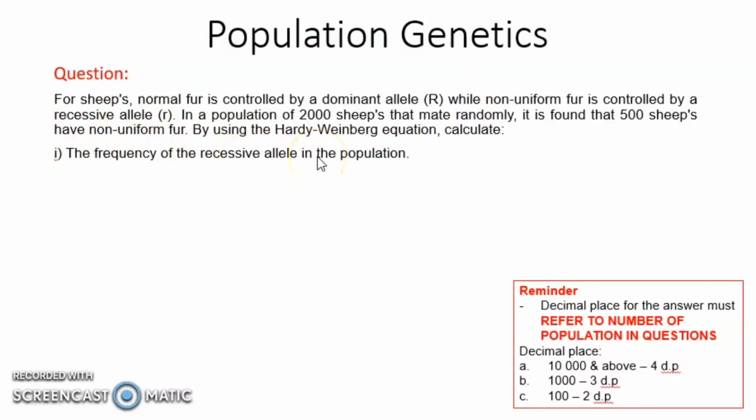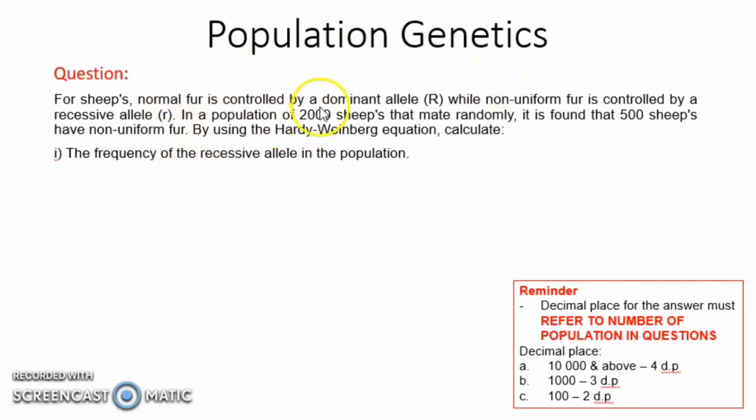Okay, before we go through the question, what you need to know is, try to analyze the question first. What is the information in this question? If you look at the question, firstly, normal fur is controlled by the dominant allele, capital R. So it means normal fur is the dominant phenotype, while non-uniform fur is the recessive phenotype.